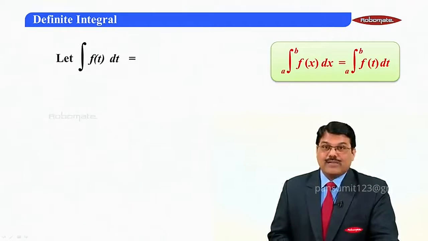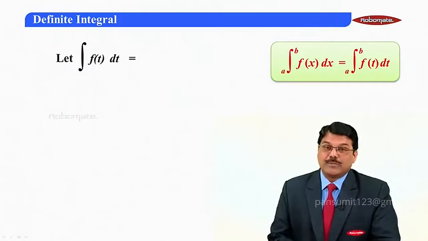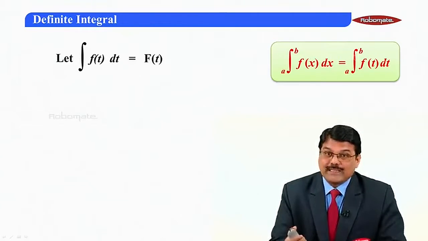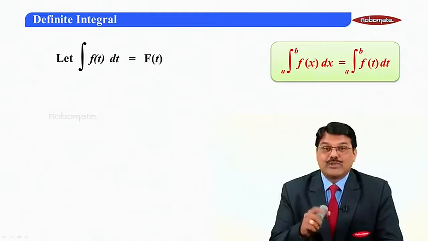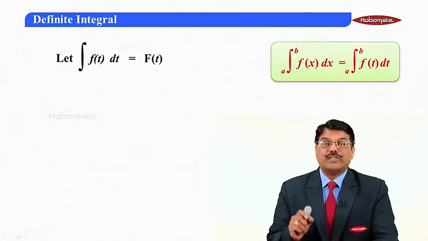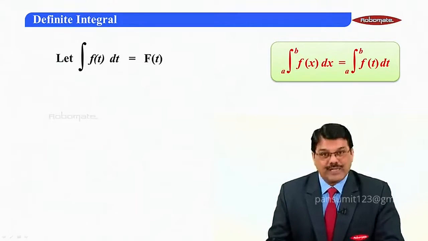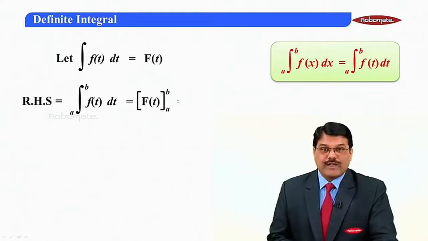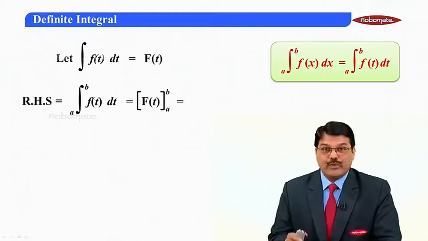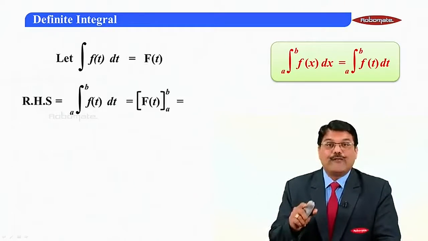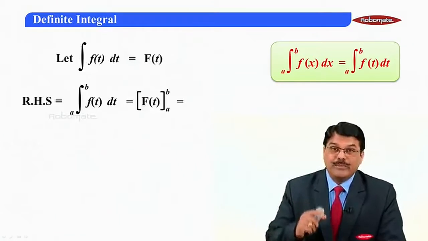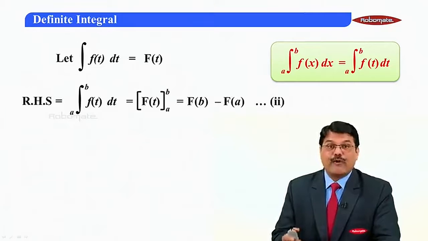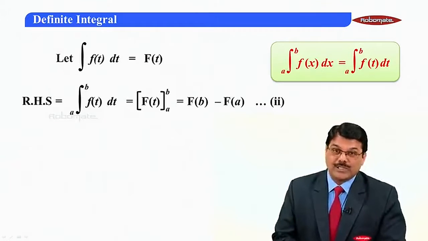On the right hand side, we'll take integration of f of t with respect to dt, correct? Since integration of f of x we have considered as capital F of x, integration of f of t with respect to dt will become capital F of t. I'm substituting into the right hand side. So integration of f of t with respect to dt goes from a to b becomes capital F of t goes from a to b. Let us substitute the upper limit and lower limit. So again it becomes F of b minus F of a. That is your expression 2.